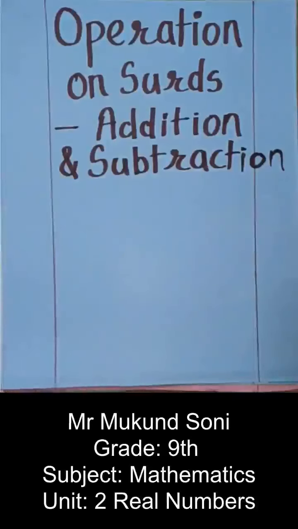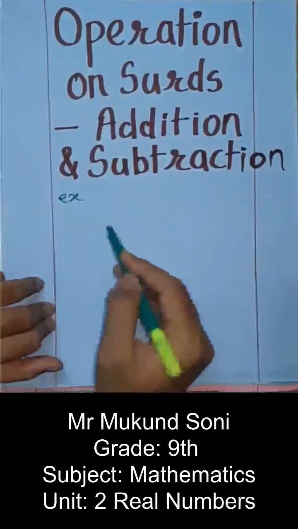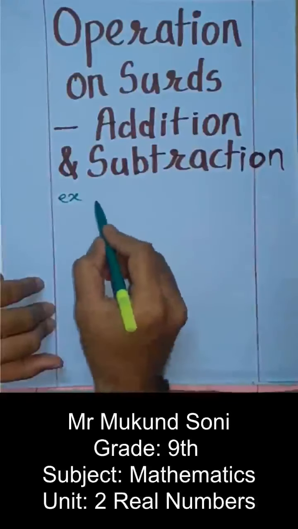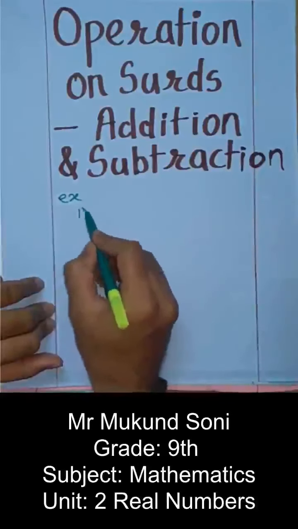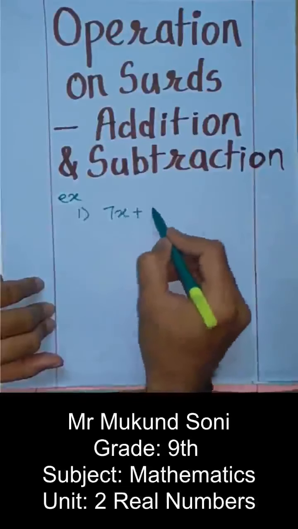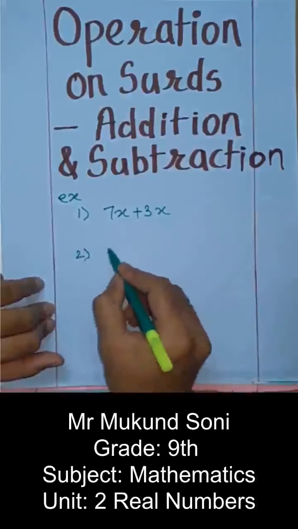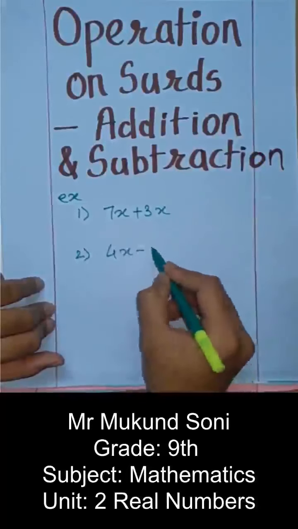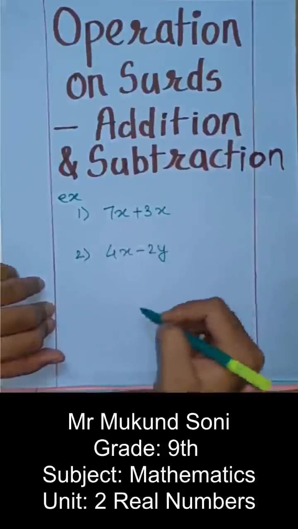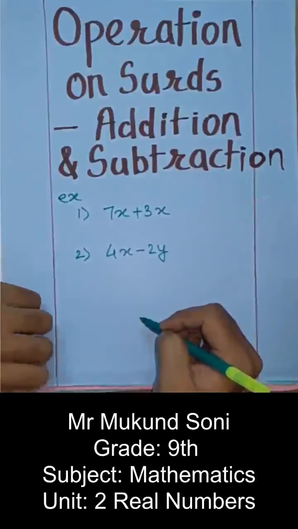So let's look at an example first. I am taking some different kind of example here at the initial. Say here is 7x plus 3x given to us, and another one is 4x minus 2y given to us. Which of the following subtraction is possible and which one is not? Or addition?